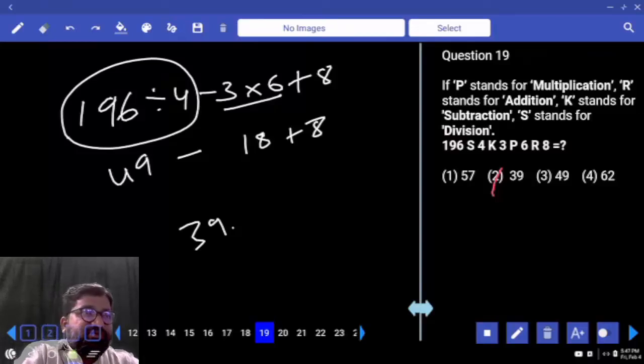Hardly you can expect 4 to 5 questions where you are supposed to use pen and paper. The remaining 20 questions you will be solving without pen and paper.